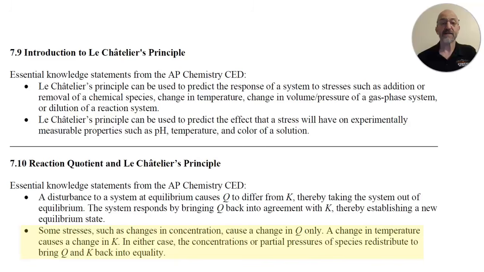Some stresses, such as changes in concentration, cause a change in Q only. A change in temperature also causes a change in the value of K, or the equilibrium constant. In either case, the concentrations or partial pressures of species redistribute to bring Q and K back into equality. Now let's move on to the practice for these two topics.